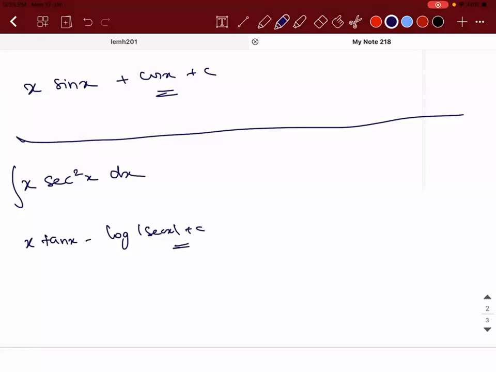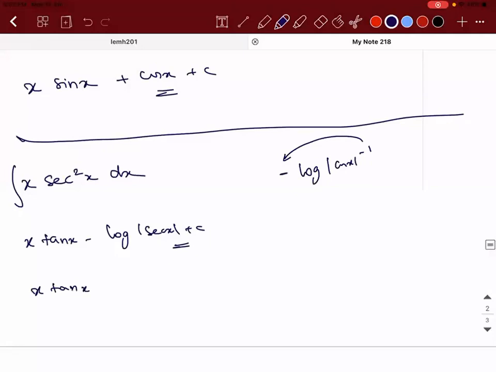That's also right. Because see, log of secant x is log of cos x to the power minus 1. There is a minus outside. This minus and this will get multiplied. So it is plus log of cos x. Okay, sir. I understand. Okay.